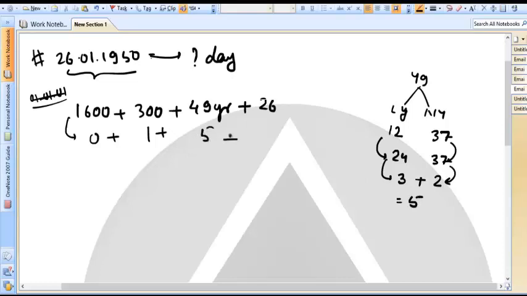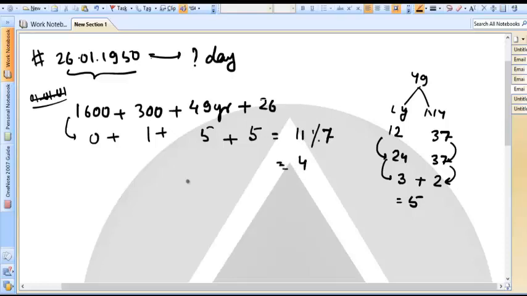Now in 26 days, how many odd days will there be? It will be 5, right? 7 threes are 21 and the remainder is 5. So totally you will have 11 odd days. Again you divide it by 7, right? And how much is it coming?